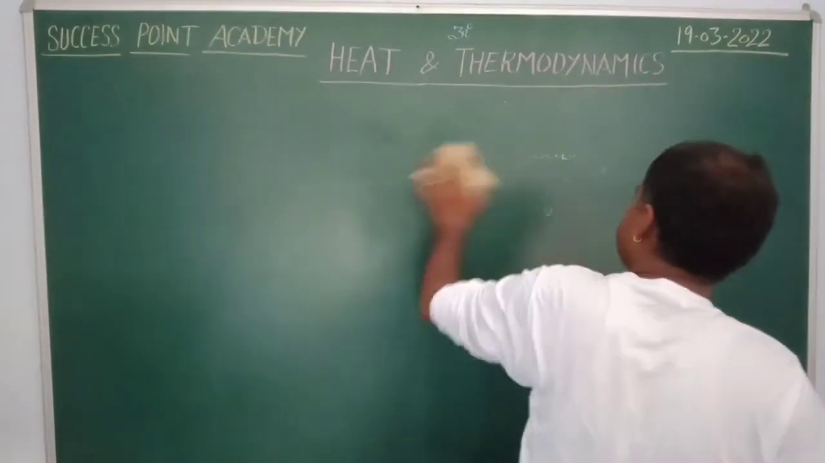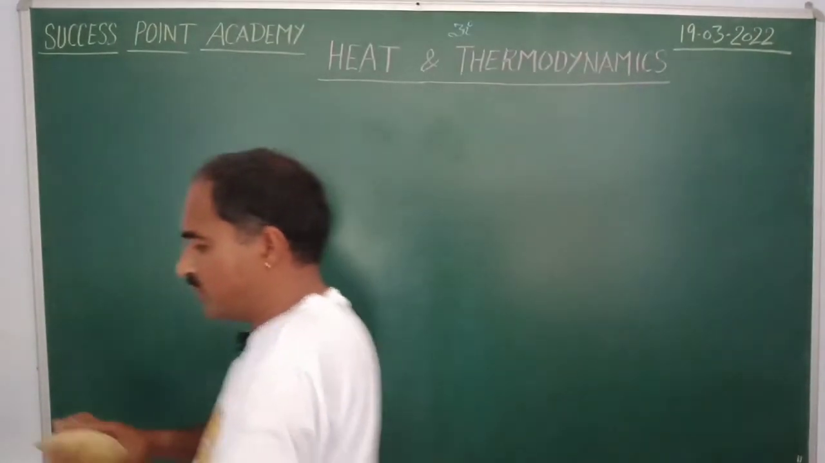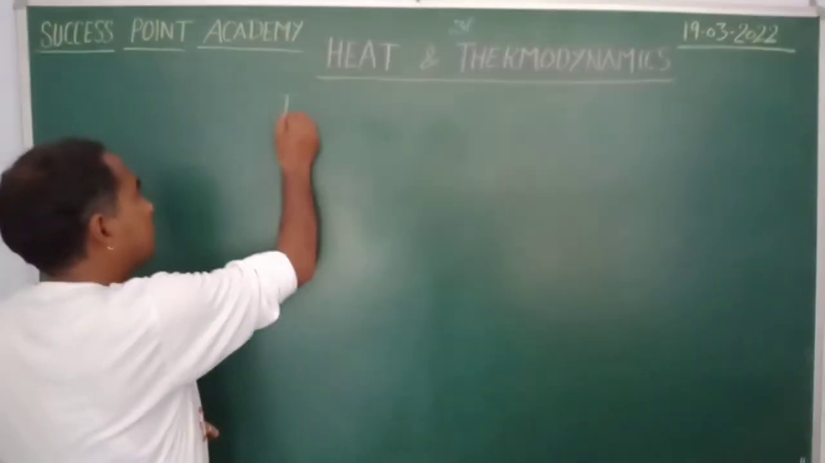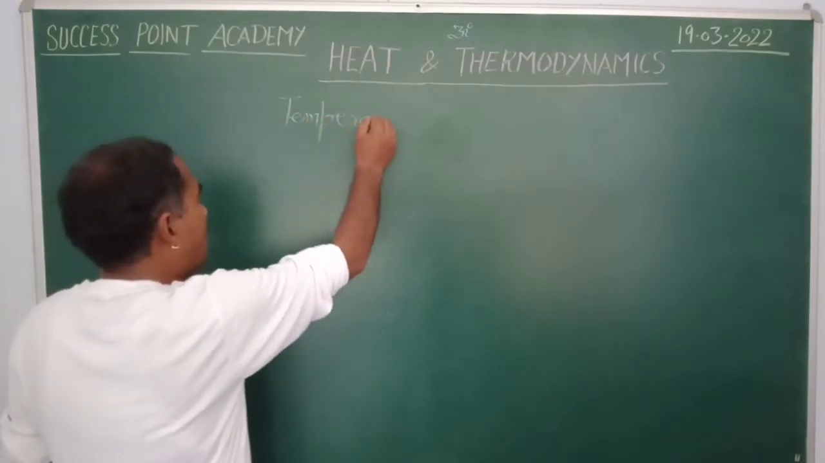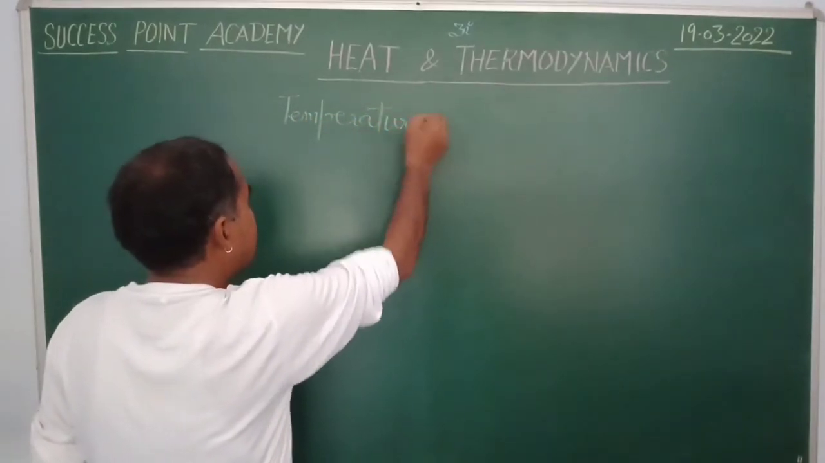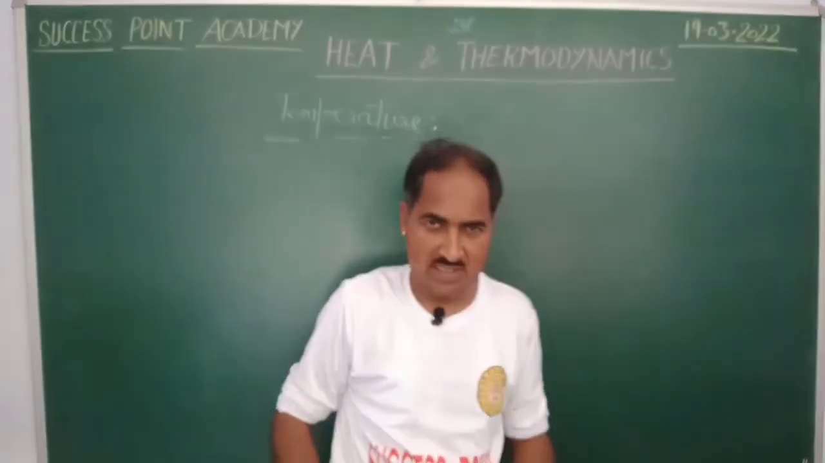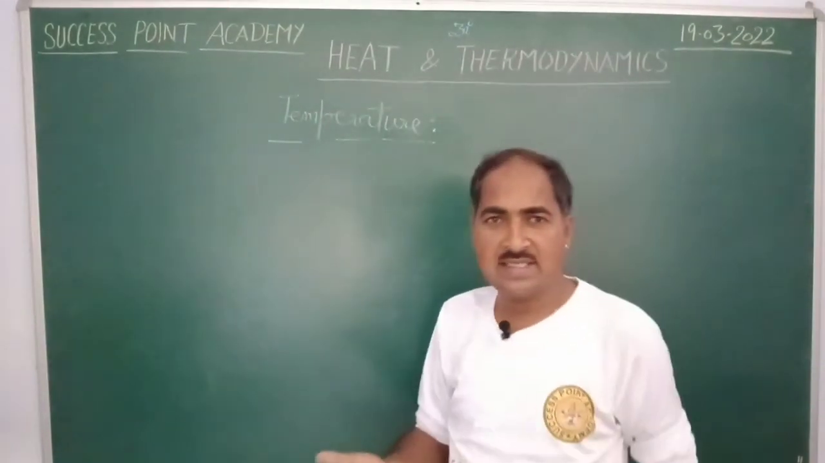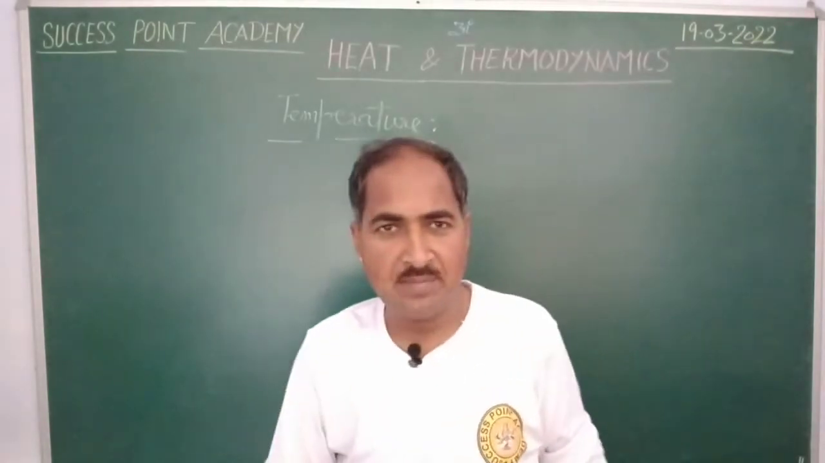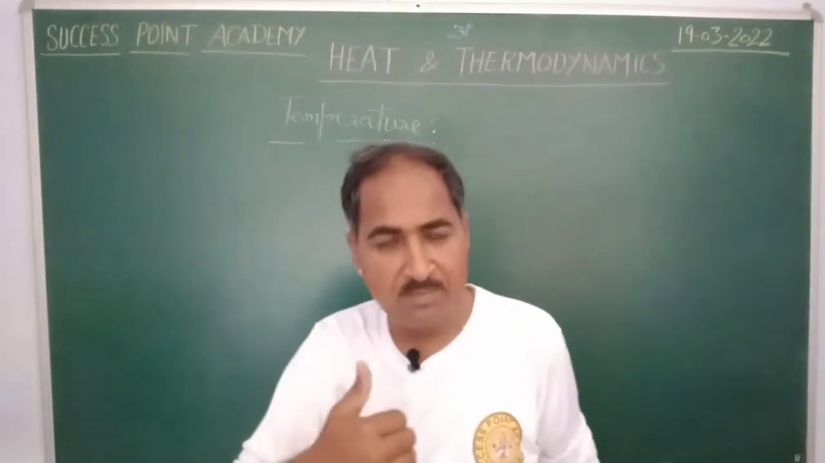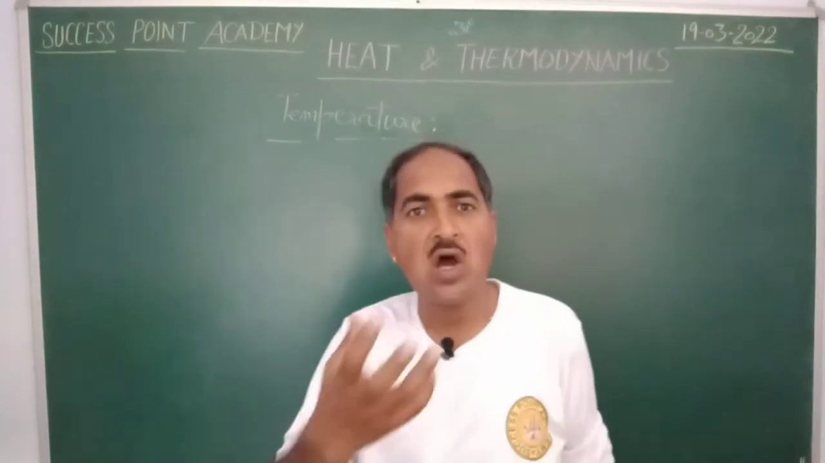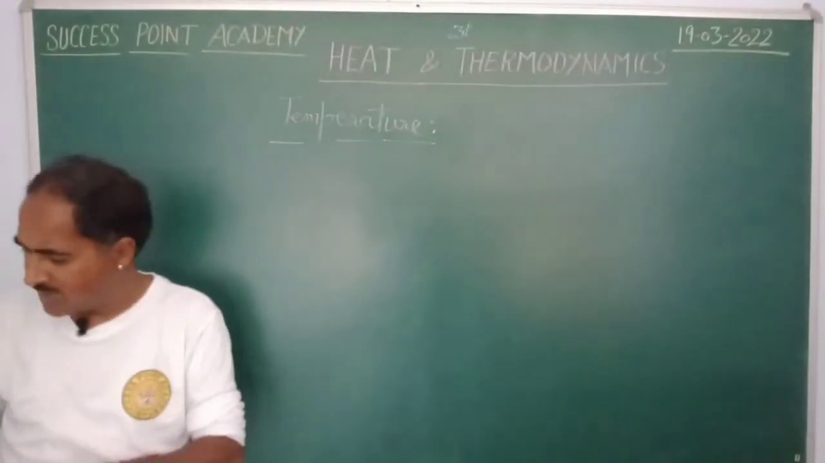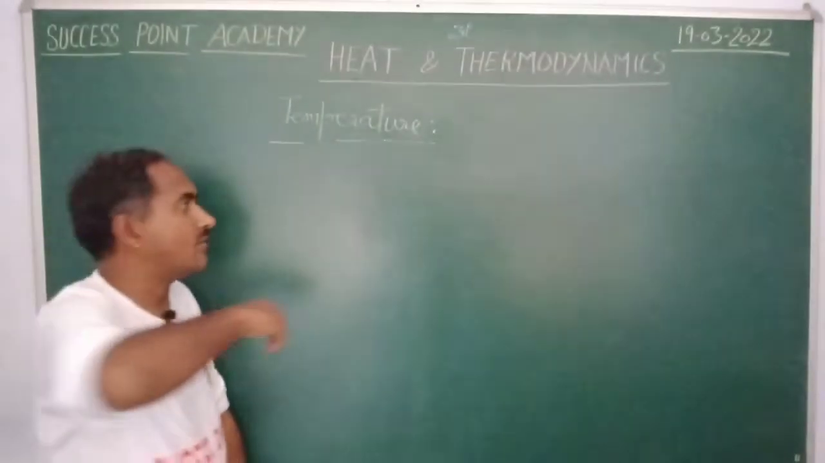First of all, we try to know about temperature and heat. What is this temperature? Temperature is an indicator of heat. If its value is low, it will tell us that a cool environment is there. But if the temperature's value is more, it means a hot environment is there. So temperature is a relative measure of hotness or coolness of a body.